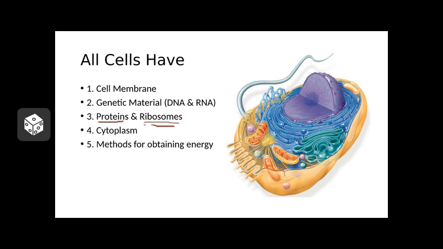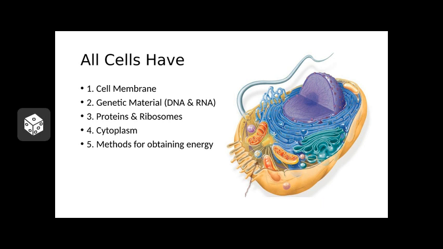Fourth, all cells have cytoplasm. It's a little difficult to point at, but this jelly-like stuff in here, this kind of watery substance in here, that's cytoplasm. And it fills the inside of a cell. All cells have it. Finally, all cells have to have methods for obtaining energy.